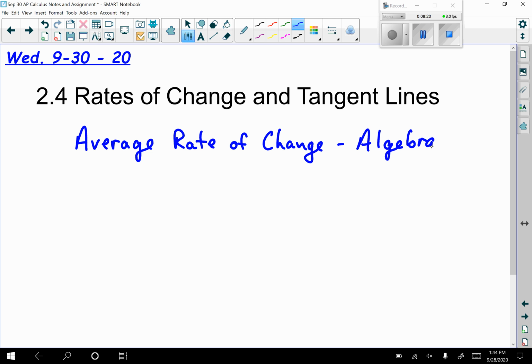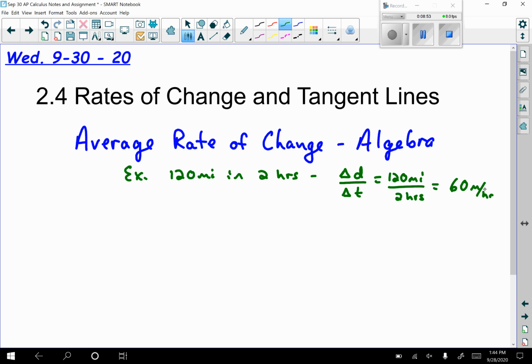For example, if we're going 120 miles in 2 hours, then we look at the change in distance over the change in time. So this would become delta D, the change in distance over the change in time, which would just give us 120 miles in 2 hours, or 60 miles per hour. So that's everything that we were doing, especially for slope. Change in y's over change in x's was the average rate of change.